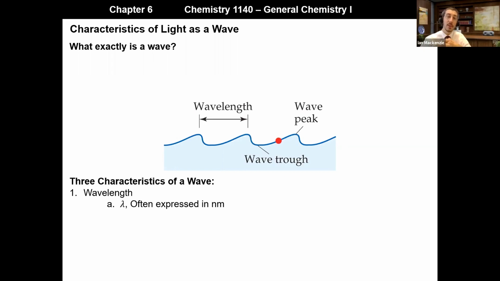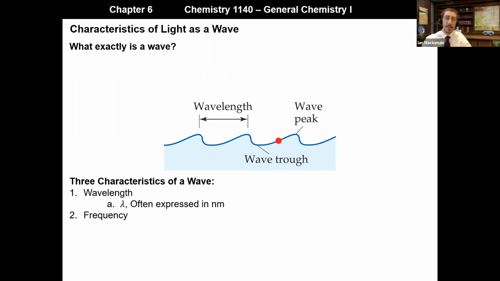Wavelength is given the Greek symbol lambda, and we often express it in nanometers when we are talking about visible light. That will become more apparent in a moment, simply because the peak-to-peak distance for a light wave of visible light is so small that talking about it in meters would not be as helpful as a unit better suited for it. Nanometers are 10 to the minus 9 meters, which allows us to talk more conveniently about the size of that wavelength. The second characteristic is frequency.